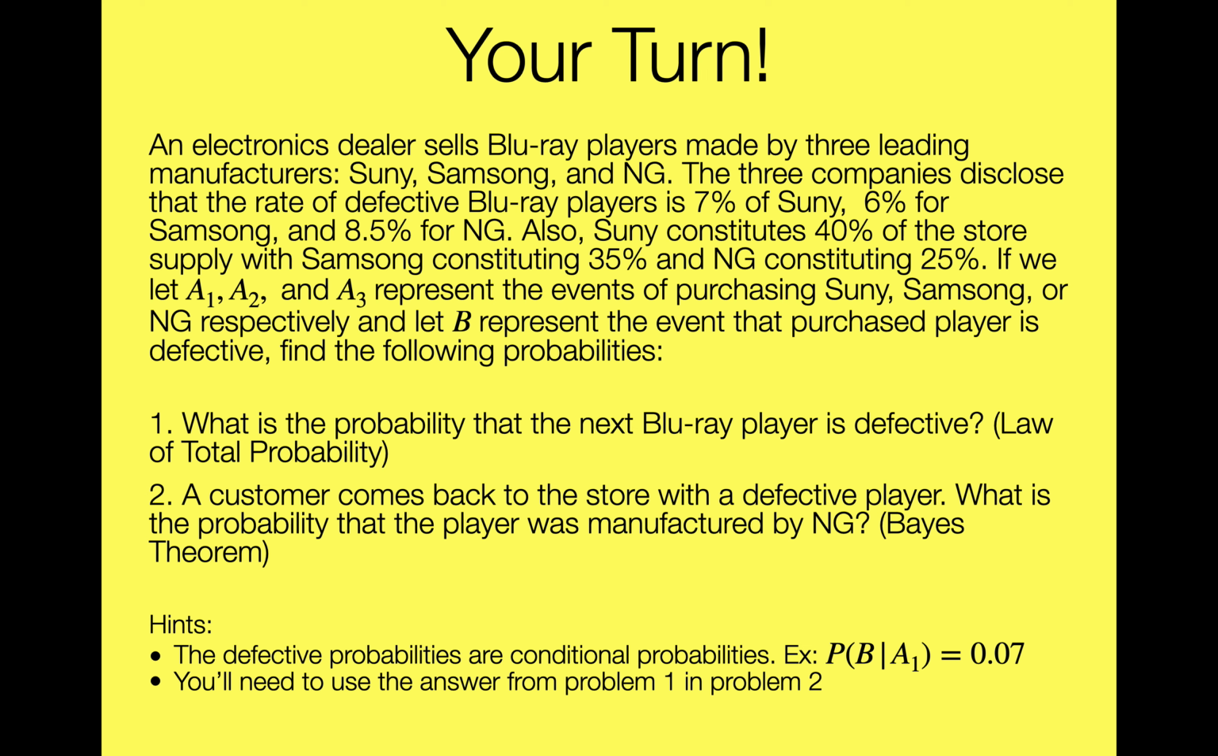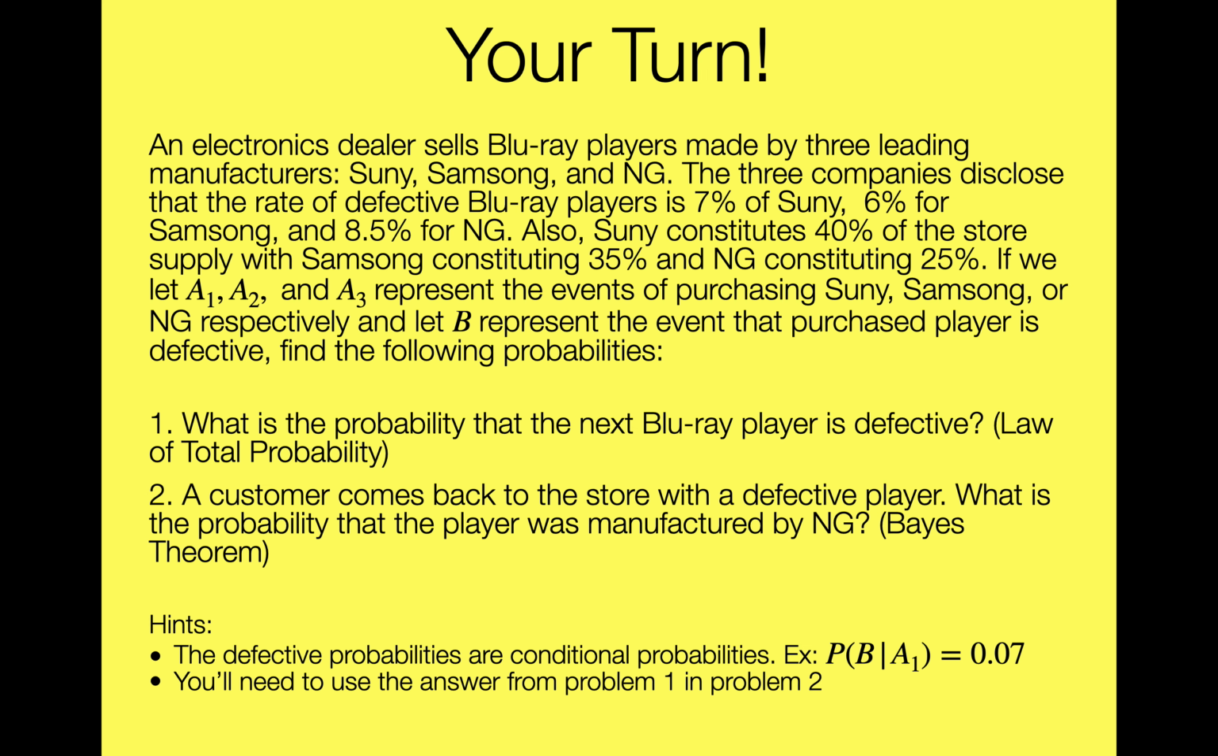Now we're going to go on to a your turn. And this your turn is going to look a little bit different than that last example. It might be a little bit more challenging, okay, but I want to use these your turns to give you a little bit of a challenge. Okay? So an electronics dealer sells Blu-rays made by 3 manufacturers, which look closely like Sony, Samsung, and PG, but they aren't. Okay, I go through and I give you lots of probabilities that you need, and then I ask you 2 questions.